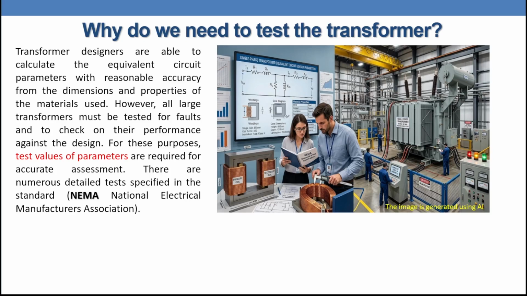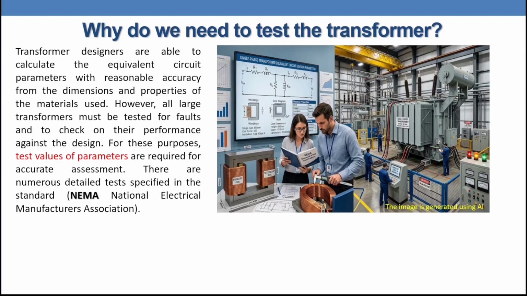So the answer is, when engineers design a transformer, they can estimate its equivalent circuit parameters with good accuracy based on the transformer dimensions and the magnetic and electric circuit properties of the materials used. Actually, calculations alone are not enough. Every large transformer must be tested after manufacturing to ensure there are no faults and to verify that its actual performance matches the design specifications. These tests provide accurate parameter values that are essential for evaluating transformer performance.